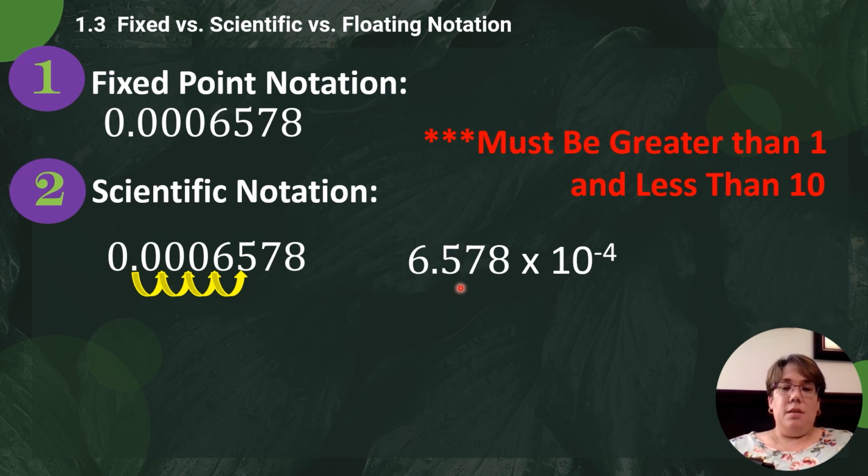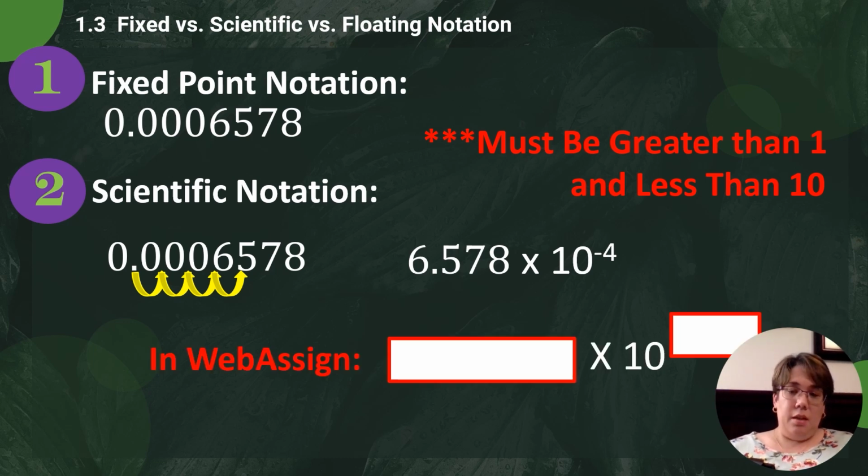Okay, so 6.578 times 10 to the negative fourth. So in WebAssign, that's going to help me to know that I'm going to put that in 6.578 times 10. And in that box, I'm going to put in a negative 4.